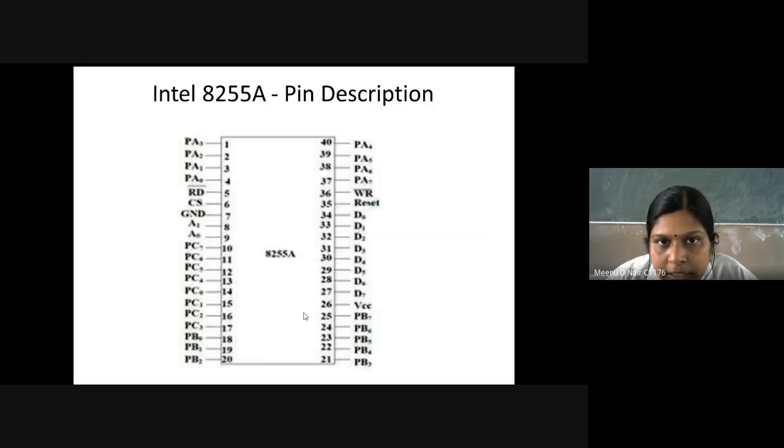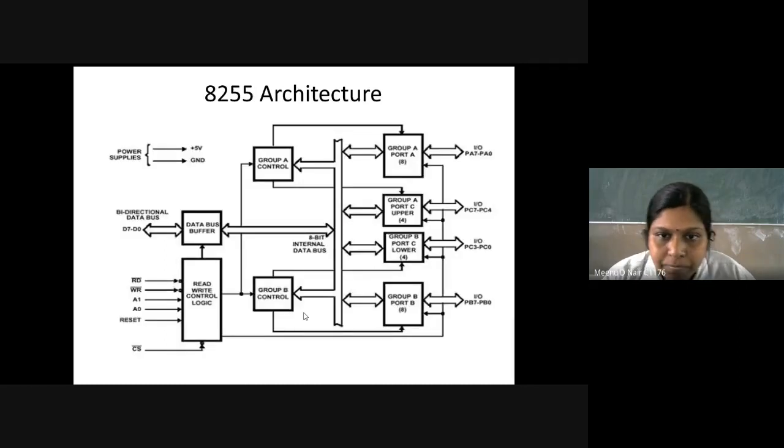Then we have seen the pin description and architecture. In the architecture, almost all the portions will be almost the same. The main thing is you have to draw the diagram, and also you have to explain. The explanation will be almost the same. The data bus buffer and the read or write control logic portion will be available for all the devices, 8255, 8279, 8259, all the devices. So you can use the same data bus buffer and read or write control logic explanations everywhere, right?